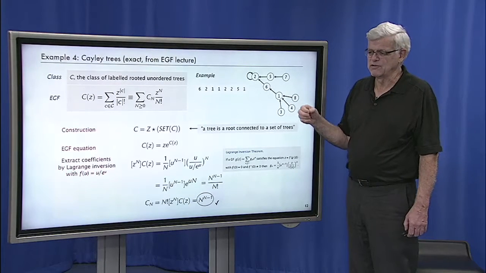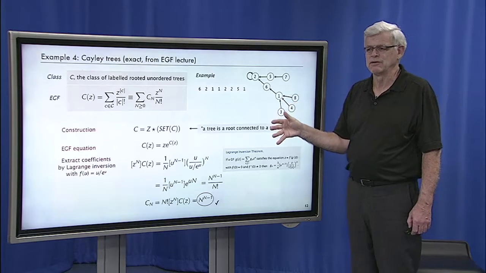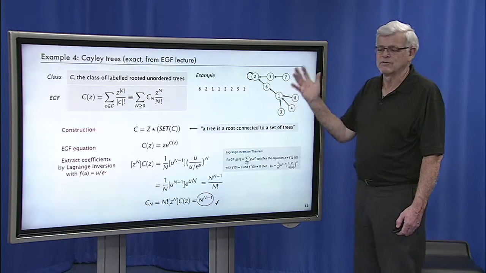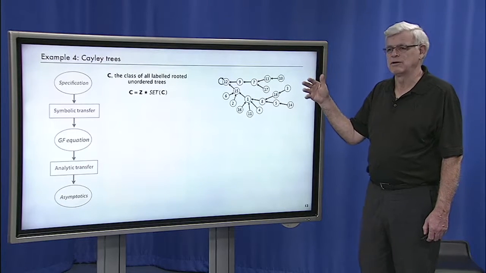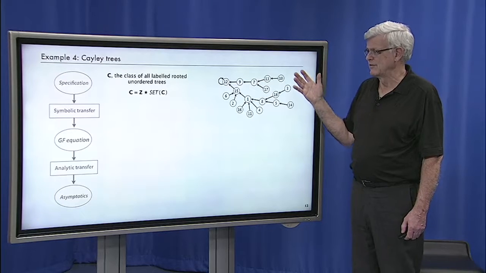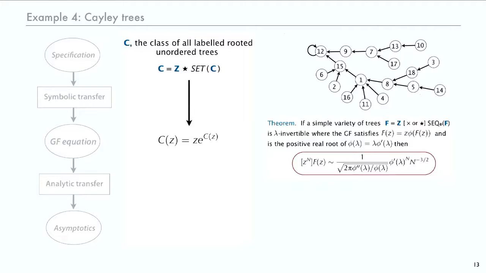But my point for this lecture is that we don't need different tools for every type of tree. We have one theorem that works for all types of trees. So let's look at Cayley trees from the standpoint of a simple variety of trees. Same construction: a node is a node star product with a set of nodes. So that's the same translation, C(z) = z e^{C(z)}. But now as a simple variety of trees, this one's even simpler than the ones that we just looked at.